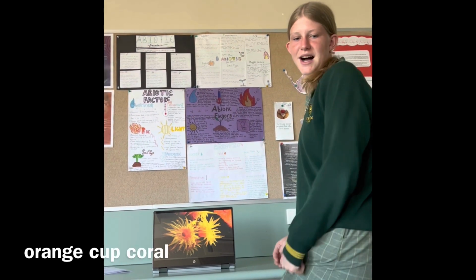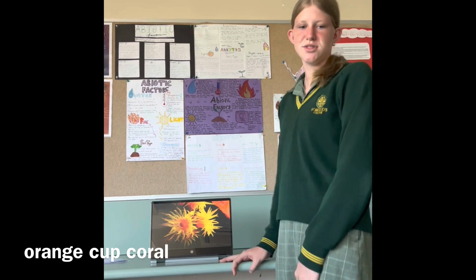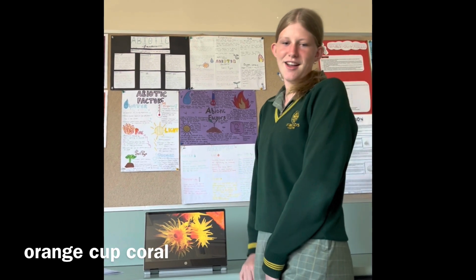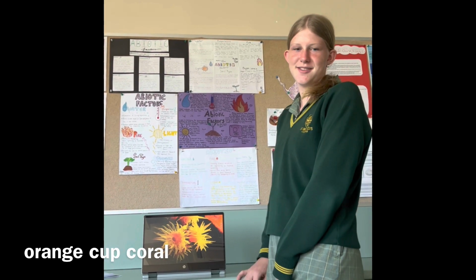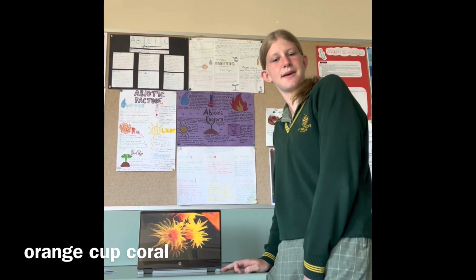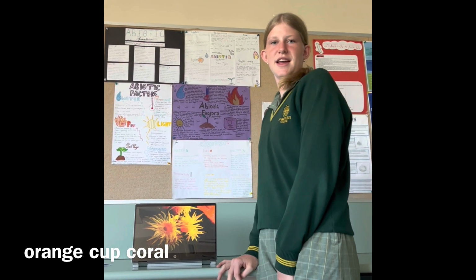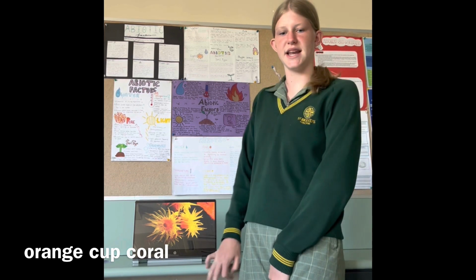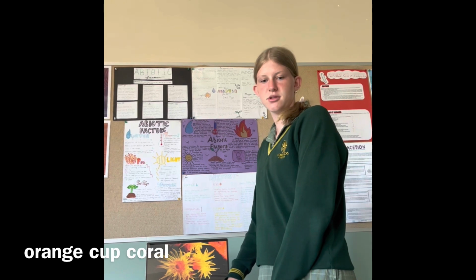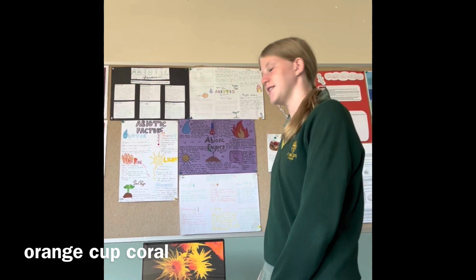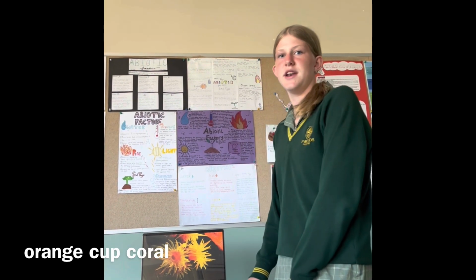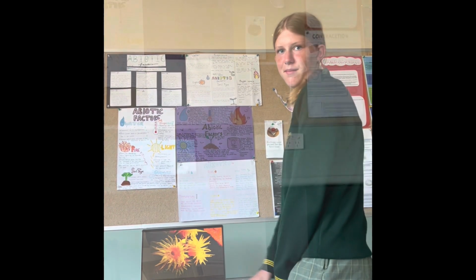Next, we have our orange cup coral, also known as Tubastraea coccinea. Orange cup coral has been known to compete with other benthic invertebrates for space, putting native species such as sponges and corals at risk. In Brazil, they have taken the initiative to start up a program called Project Coral Sol, where they will be removing the orange cup coral species and relocating them so that there is more space for other native plants to grow.